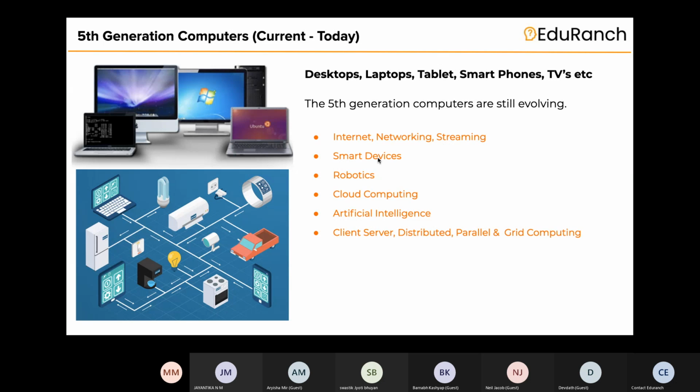There are smart devices. Microwave is a smart device. Today's televisions are smart devices. There are robots. There is cloud, where there are a lot of computers in remote locations that you can access. There is artificial intelligence. There are robots which can talk to you. There are client server computers, distributed, parallel, all these things. There are so many buzzwords, right? Don't worry. So this is today's generation, and this is the state where we are today.